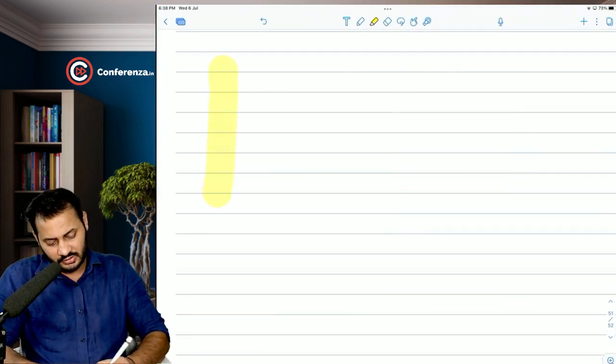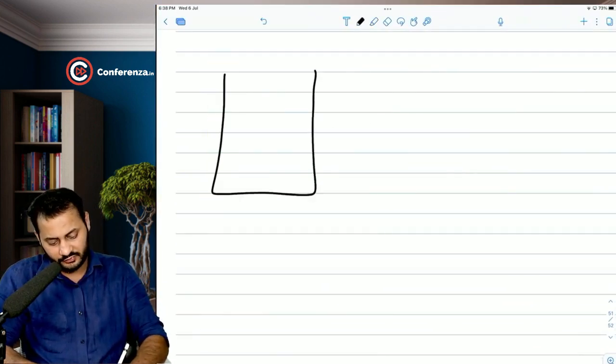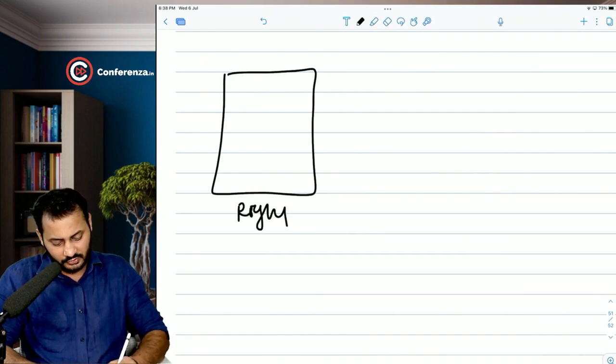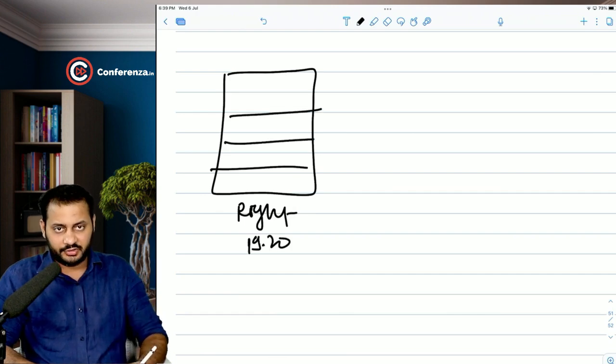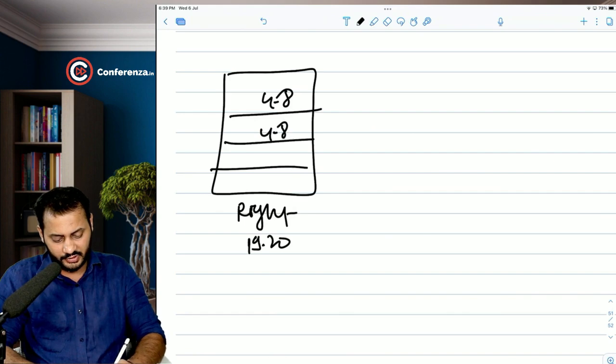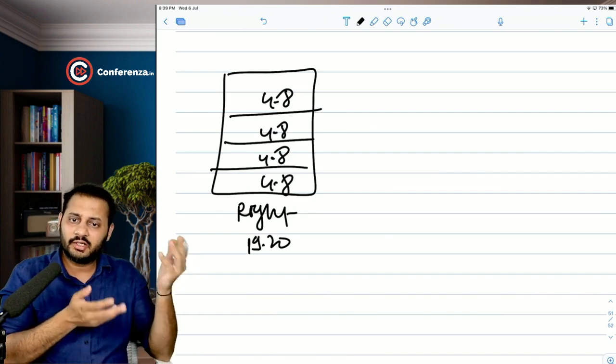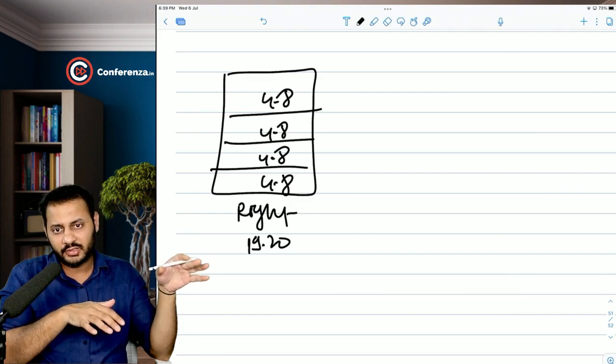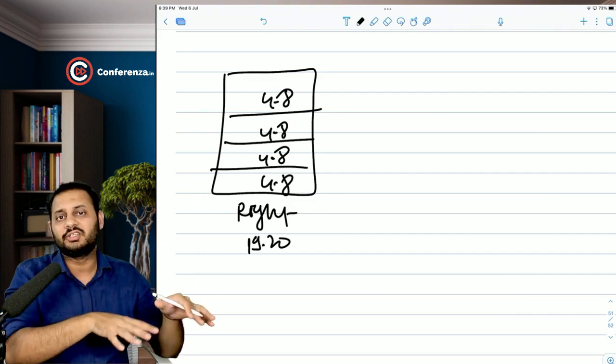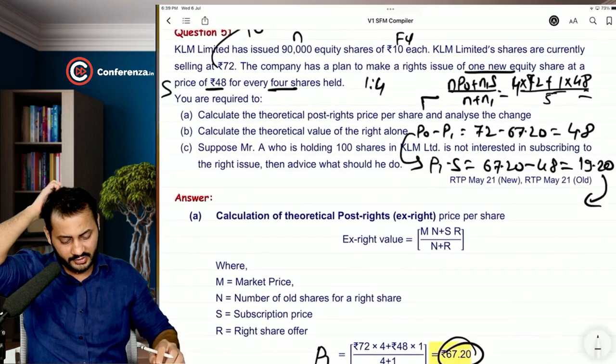19.2. I will just again repeat it so that there is no confusion. This is the right. The value of it is 19.2. The only difference is it was issued on 4 shares. So 4.8, 4.8, 4.8 and 4.8. 4.8 is also the right value of the right. 19.20 is also the value of the right. So 4.8 is the value of the right per share, and this is alone entirely.